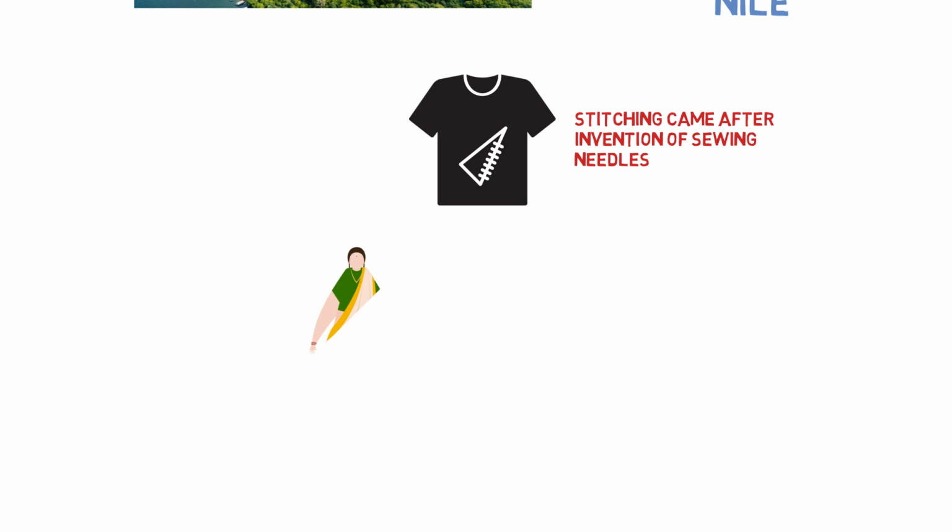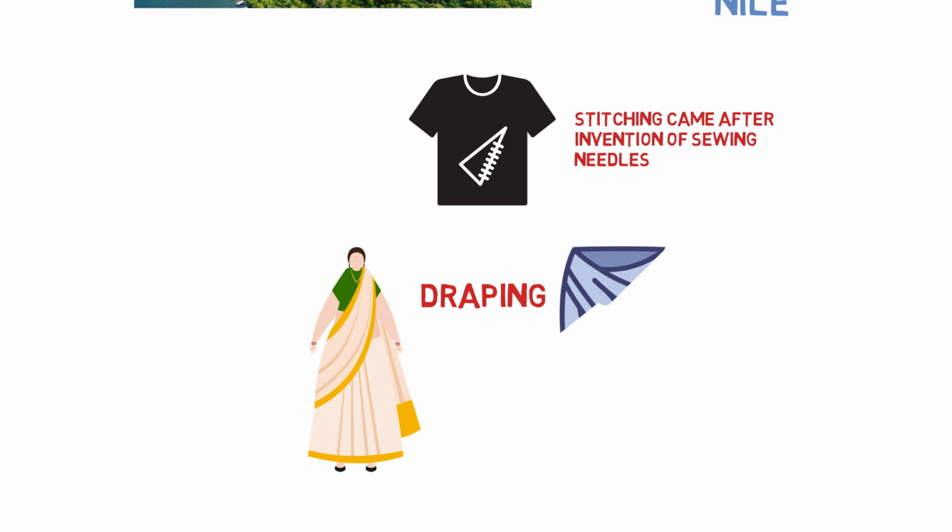Stitching until then was an alien concept altogether. The invention of sewing needles later made stitching possible. So people at that time would simply drape themselves with fabrics they were able to make, like you still do with sari or lungi for that matter.